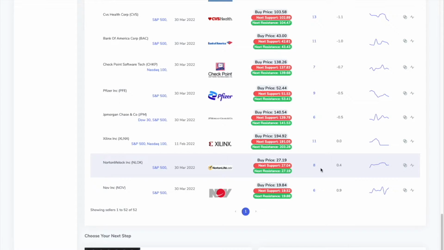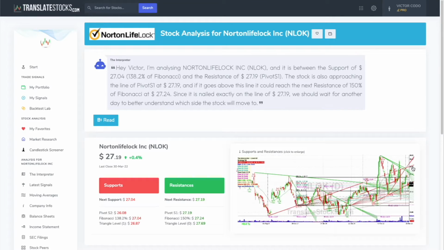So let's take Norton, for example. Norton received 8 signals. This means that 8 different algorithms are telling us that there is an opportunity to buy the dip. So let's say I want to look into this a little bit further. We want to use different tools to help us decide if we want to get into this position or not. So if we look all the way to the right, we'll see a little chart icon. Let's click on it.